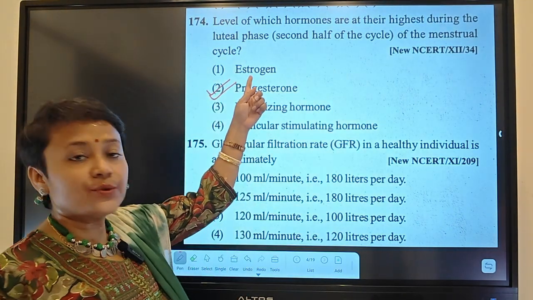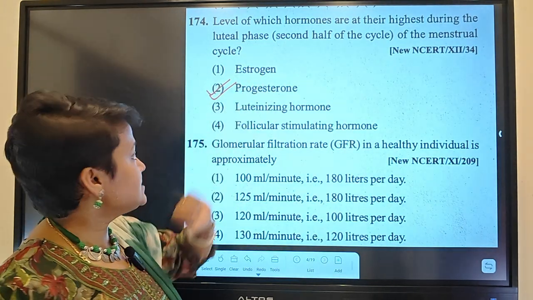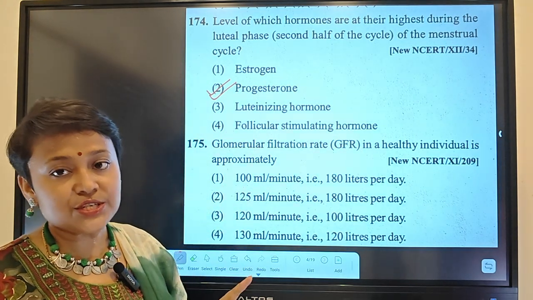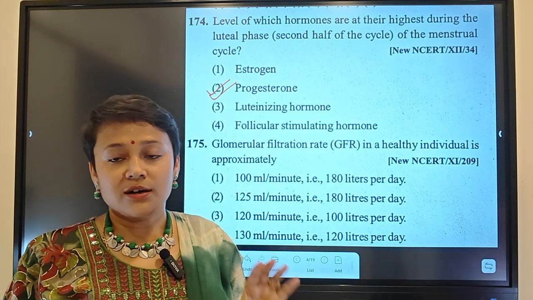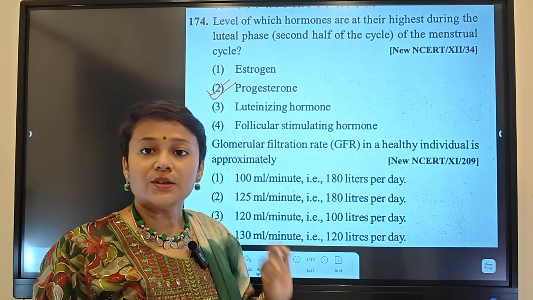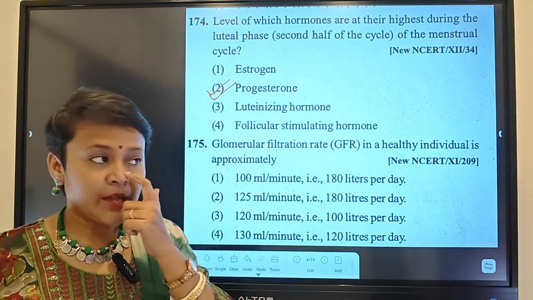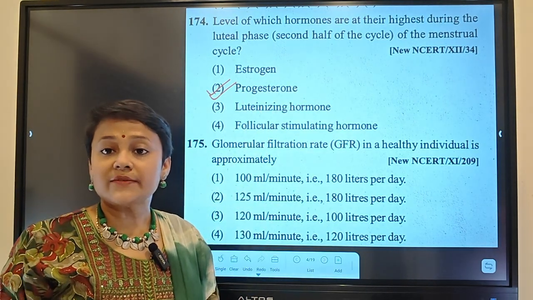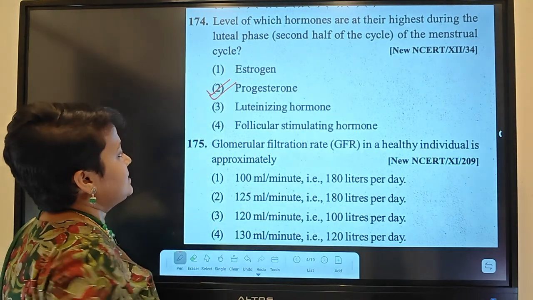So estrogen will be high at the pre-ovulatory phase. Luteinizing hormone will be at peak during ovulation. We know that the LH surge leads to ovulation, right? Follicle stimulating hormone will also be at a peak at ovulation. So if you forget this, check the graph given in the NCERT.